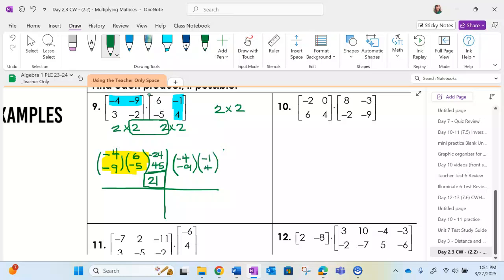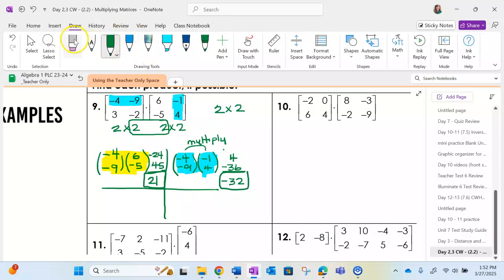And then I'm going to multiply across the top. Okay, so now remember, these are blue. Row 1, column 2. So when I multiply, -4 times -1 is +4. -9 times 4 is -36. I'm going to add them together, and I get -32. And that's the answer for that box.